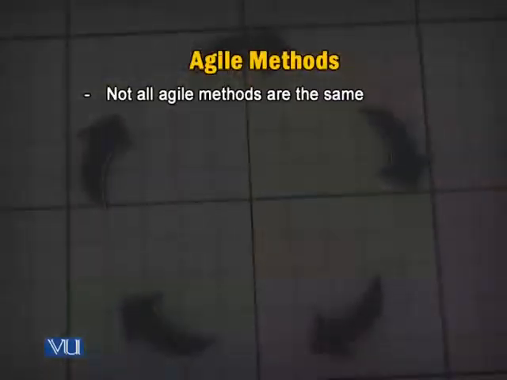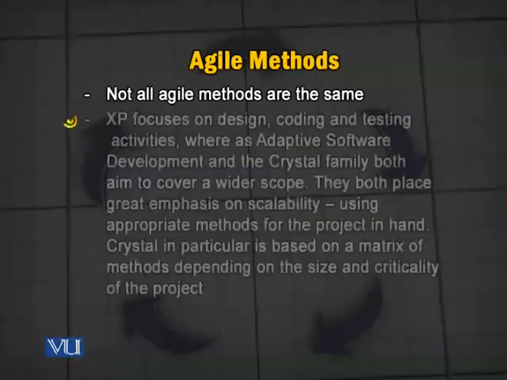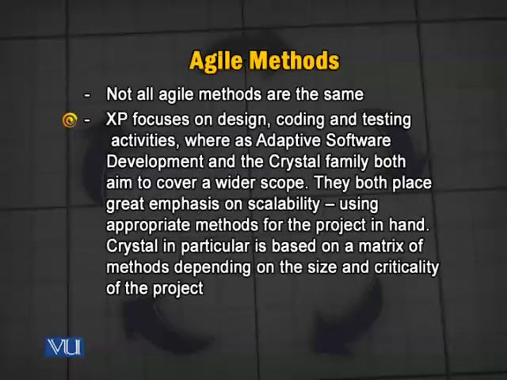methodologies. Now, I've mentioned a few names that use or subscribe to the Agile Manifesto. There may be others, and there may be new approaches in future. Not all of them work the same way. Not all methodologies are the same. Extreme programming, for example, concentrates on coding and testing activities, while the adaptive software development and crystal families cover a wider scope. So there are differences within the Agile methodologies, and one has to select depending on the project and depending on the training of personnel and other factors to choose one methodology over the other.